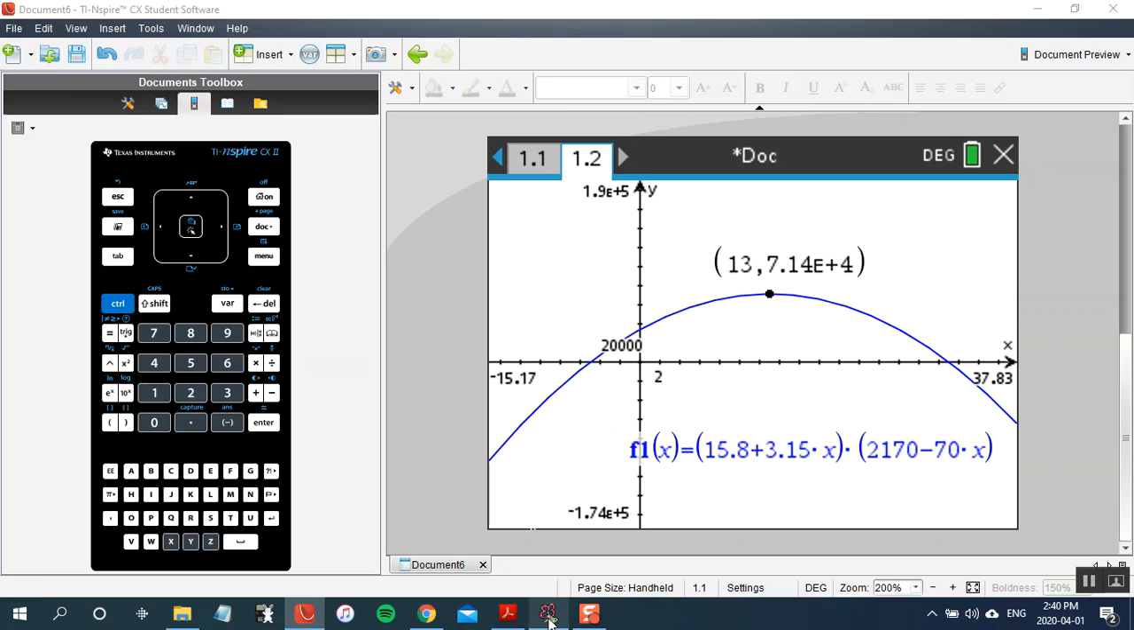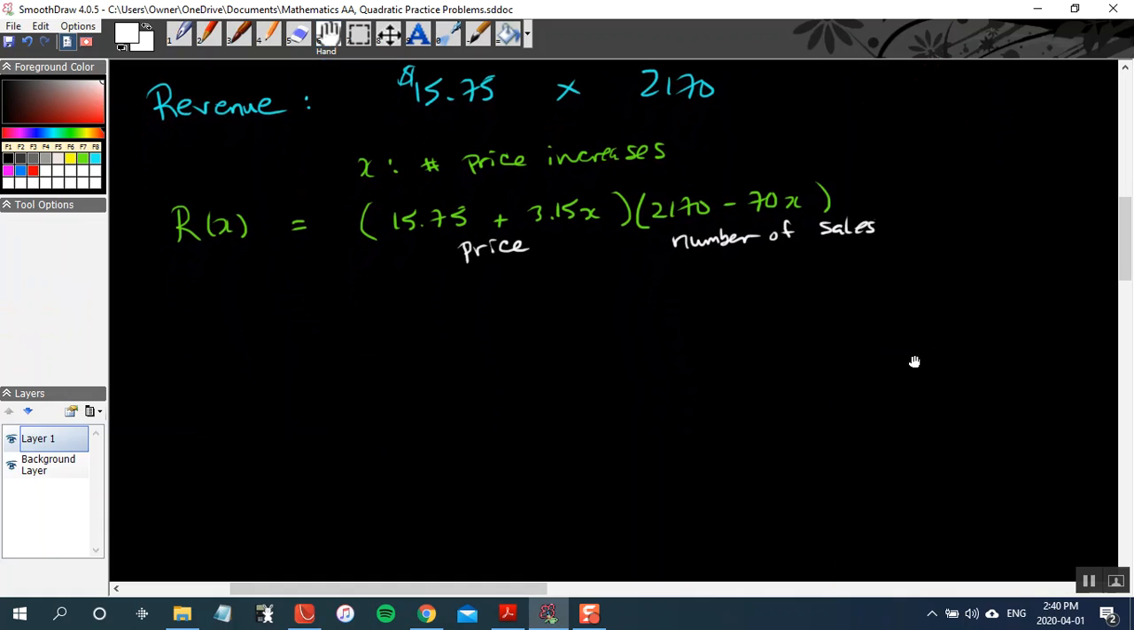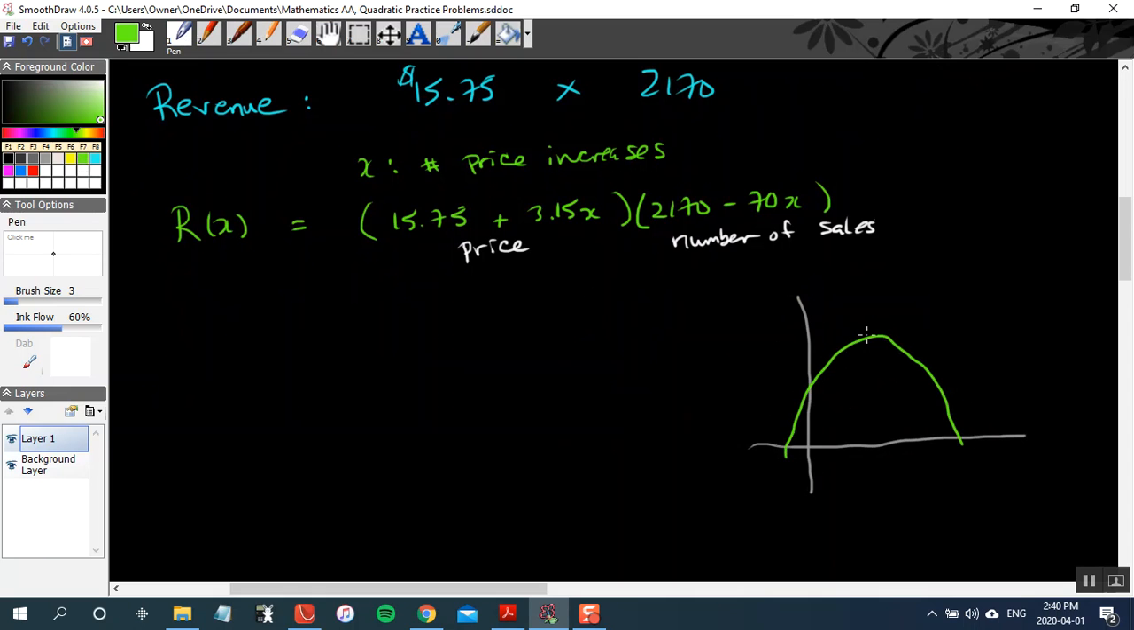So let's make sure we interpret that correctly. So our vertex is, and maybe we should do a sketch here, which is not a bad idea, if this was an IB assessment. So just a very quick sketch, something that resembles a quadratic. So our revenue function looks something like that. Barely qualifies as a quadratic, but our vertex was at 13 and 7.14 times 10 to the 4. So I'm going to write that as 71, remember, 4 decimal places move, 71,400, and that of course is our max revenue.